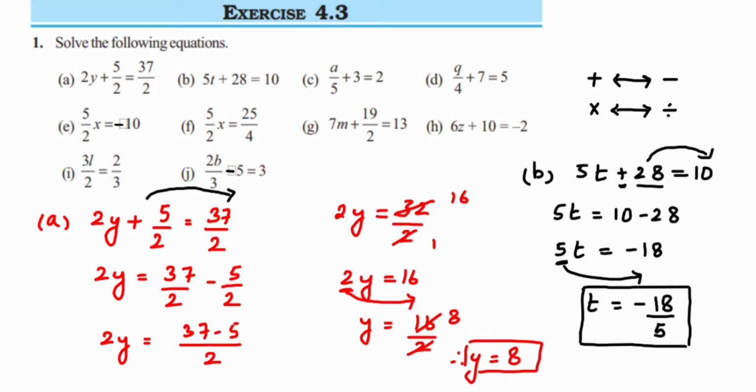Then the next one, the third question. In the third question we have a upon 5 plus 3 is equal to 2. Let's solve this.